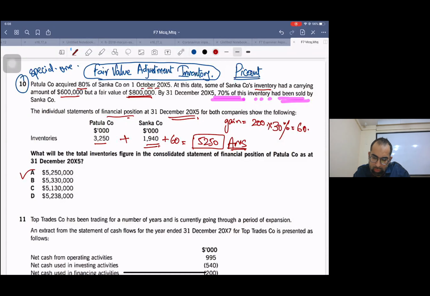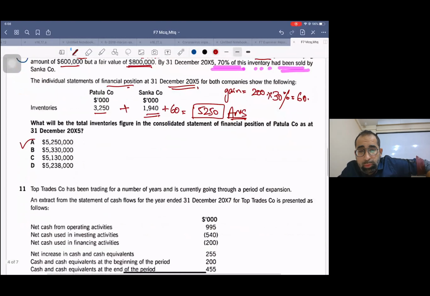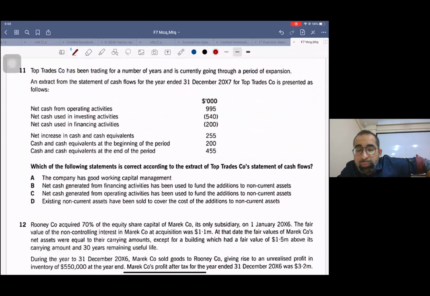Now, question number 11, with some theoretical requirements. When there is an obvious answer, don't go for an unobvious answer which is not clear. Okay, for theory requirements, if something is very clearly written, then go for that answer.